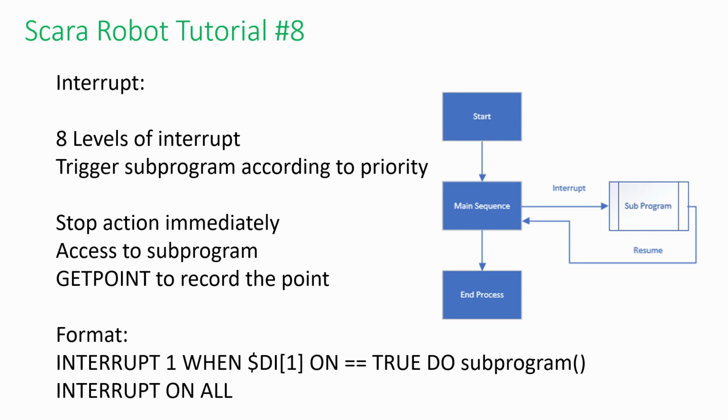We suggest recording the position during the interrupt with the get point command. Then, the robot can go back to the recorded point before resuming the main sequence.